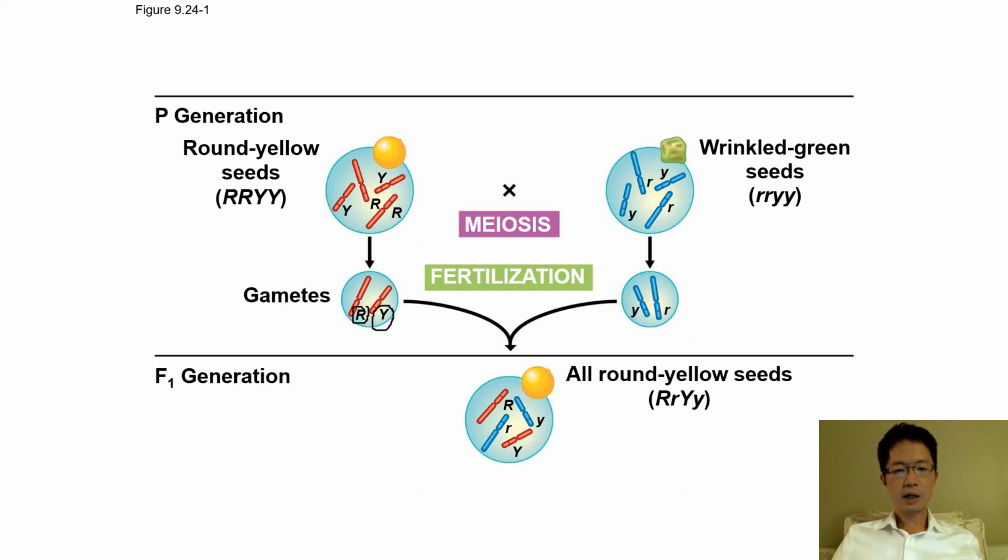As you can see, this is the parent generation. They are self-fertilized, they're purebred. So all the gametes from the parent will have a big R and big Y. Similarly, for this wrinkled green seed, they also have a small y and small r. Then the F1 generation will have all the alleles, big R, big Y, small r, small y.